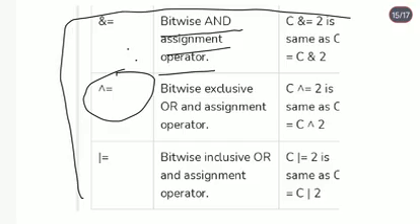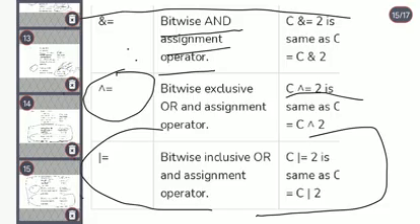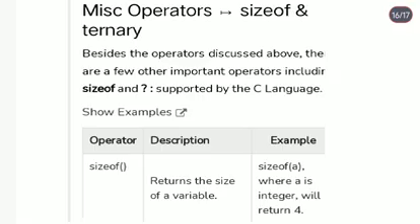exclusive OR assignment is the same as what is given here, and this is also given. Bitwise inclusive OR and assignment operator. C inclusive OR and assignment operator is the same as defined here, so you can read this yourself. Okay. So let's go to number 16.